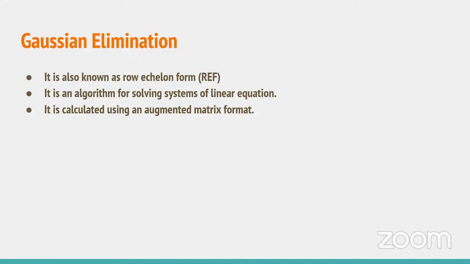Gaussian elimination is a very important method for solving systems of linear equations, and it's also known as row echelon form, REF.